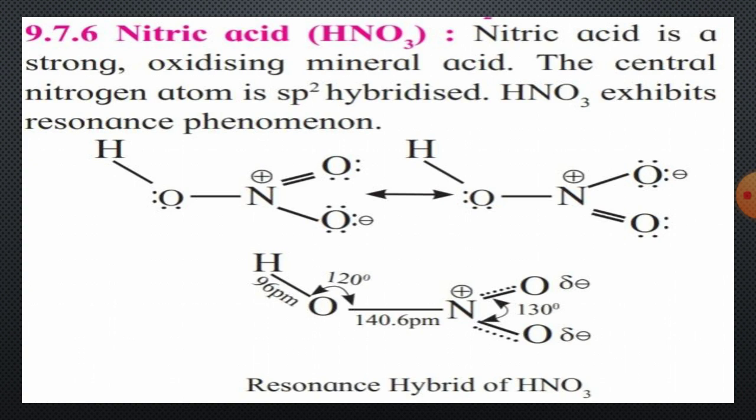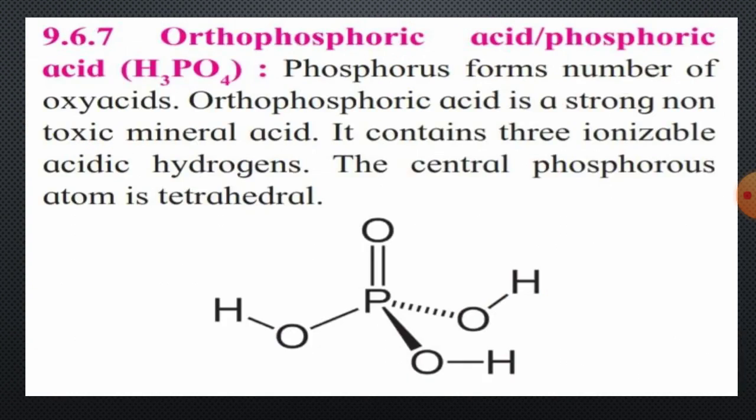So this is nitric acid, which is a strong oxidizing mineral acid, in which the nitrogen atom is sp2 hybridized and it exhibits resonance phenomena. Let's move further towards the last compound, that is orthophosphoric acid, which is also known as phosphoric acid. What is the formula for orthophosphoric acid? It is H3PO4.